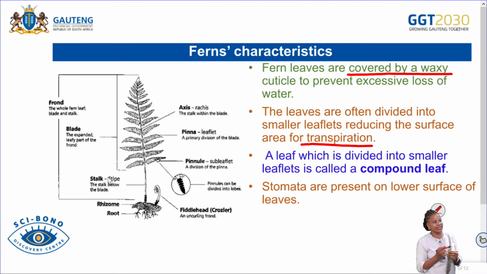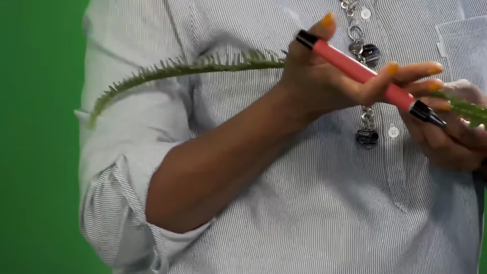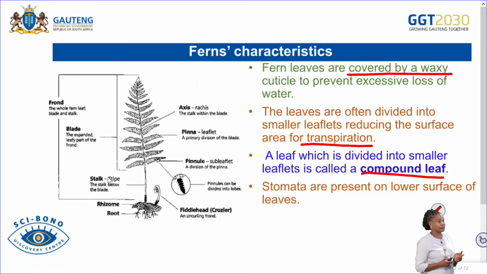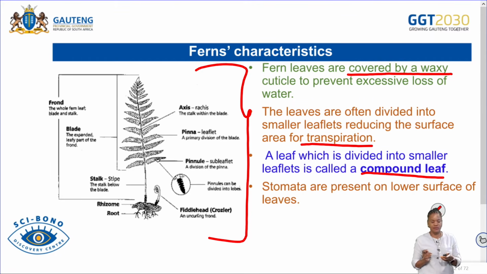So the other thing about the leaves is that a leaf which is divided into smaller leaflets is called what? Is called a compound leaf. All the leaves which are divided into smaller leaflets are referred to as compound leaves. And then what is happening with the stomata? The stomata are also present on the lower sides of the leaves. So you can see that they are smaller. They are divided into smaller branches. So that is it about the leaves, Grade 11s.